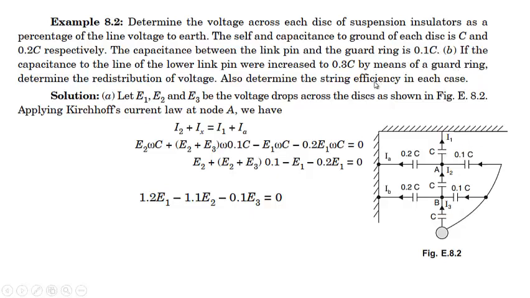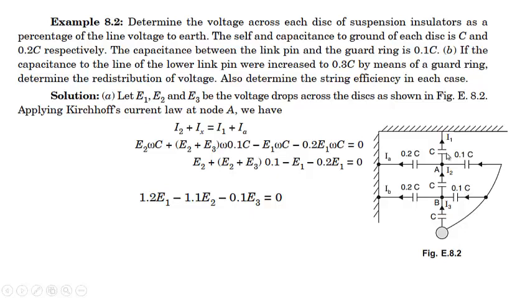This is the first case. Second one, if the capacitance of the lower link pin wire is increased to 0.3C, that means this, if it is increased to 0.3C by means of a guard ring. Determine the redistribution of the voltage, and also determine the string efficiency in each case. So we need to find out the voltage across these three units and we need to find out the string efficiency.